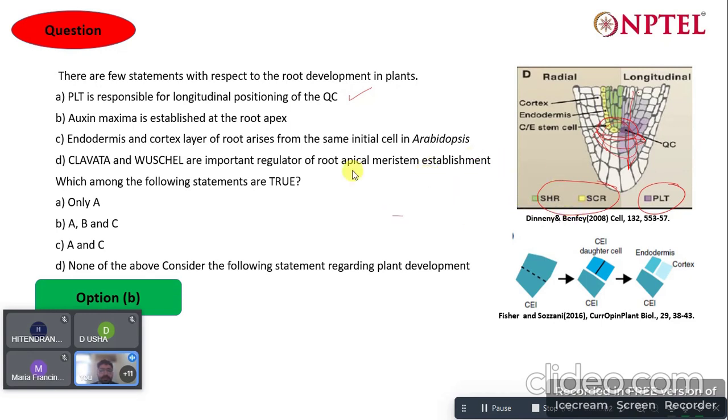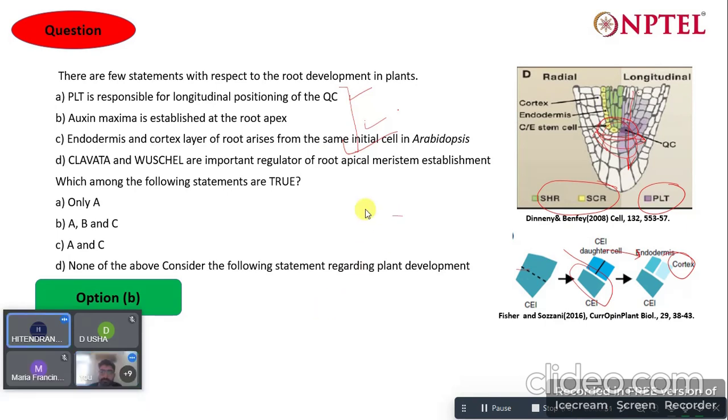And the third option, that endodermis and cortex layer arise from the same initial cell in Arabidopsis. Yes, this is the cortex endodermis initial that is adjacent to the quiescent center, and it undergoes asymmetric division and forms two cells. One is towards the quiescent center and remains as an initial, and the other one divides into two cells, of which one forms the endodermis and the other forms the cortex. So yes, they arise from the same initial cell. So three statements, A, B, C, are correct. Okay, does anybody have any doubt in this question?